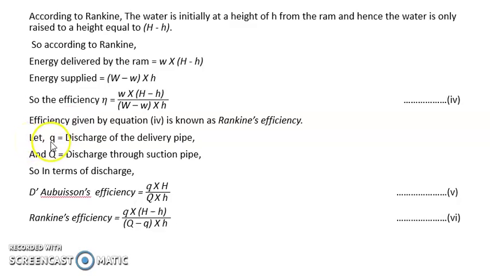Let's consider small q equal to the discharge of the delivery pipe and capital Q equal to the discharge through the suction pipe. So in terms of discharge, D'Aubusson's efficiency is equal to small q into capital H divided by capital Q into small h. And Rankine's efficiency is equal to small q into (capital H minus small h) divided by (capital Q minus small q) into small h.